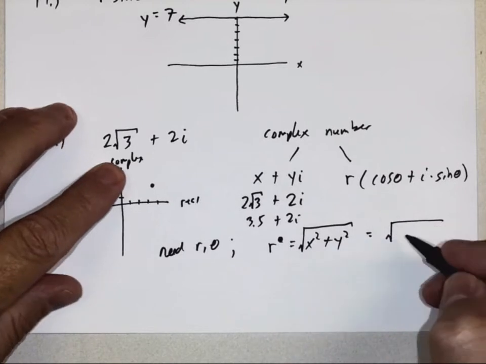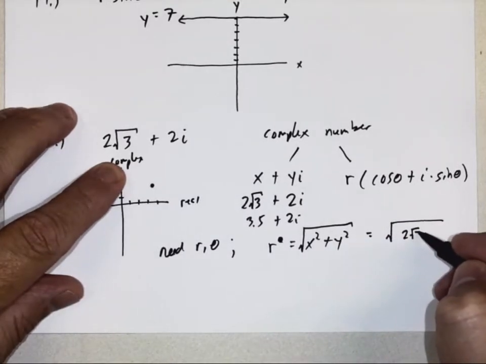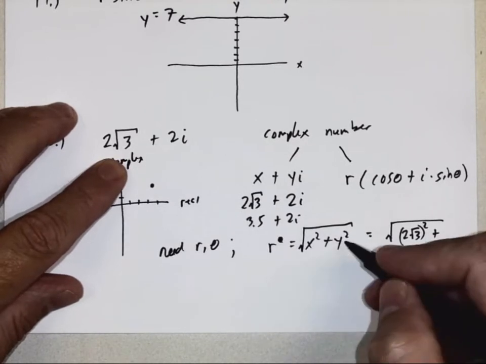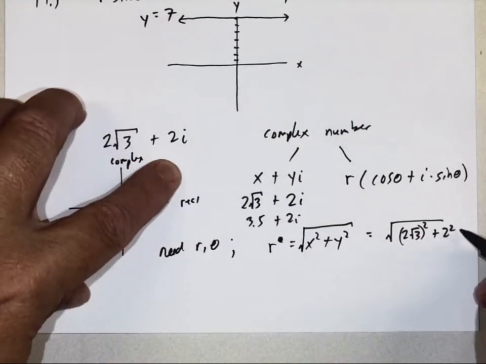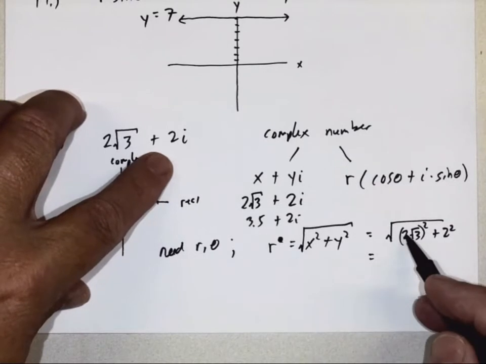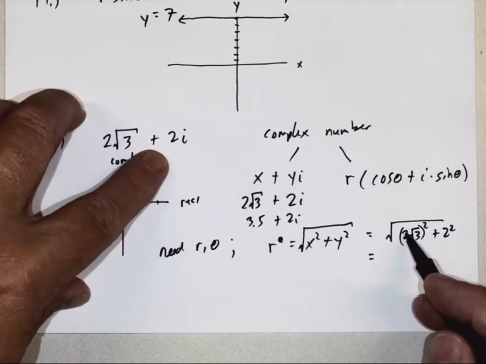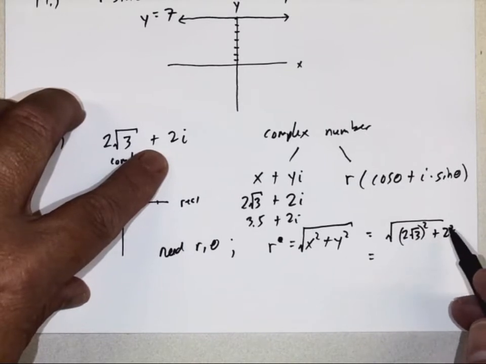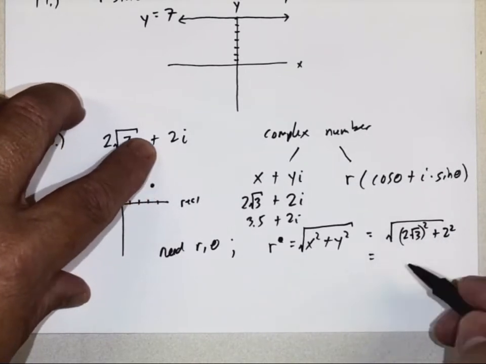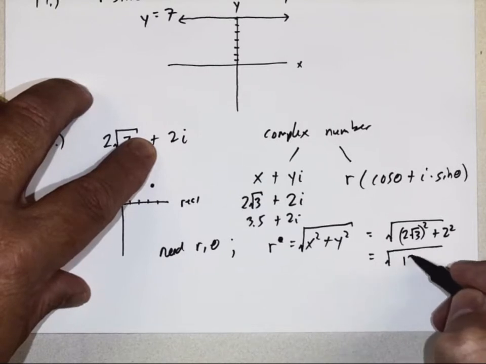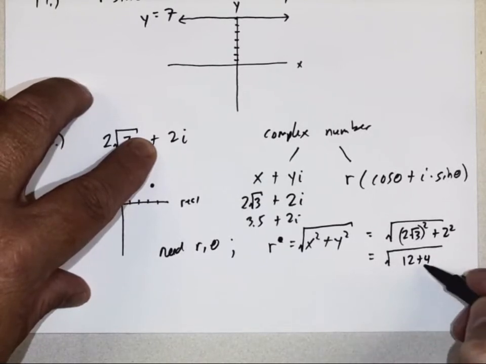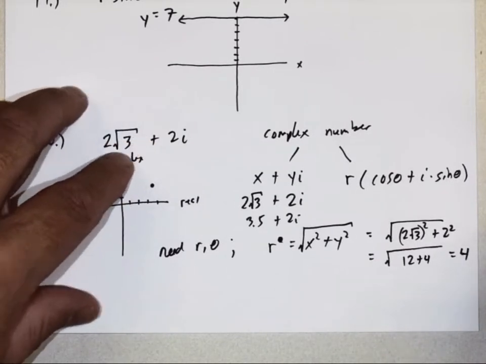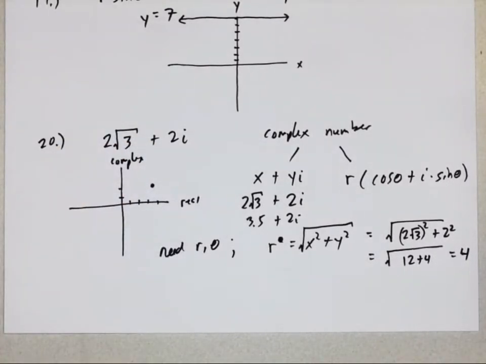X squared, 2 square root of 3 squared, plus y squared is the 2 squared. So this is going to be, if you square the 2, it's 4. If you square the square root of 3, it's 3. So it's already 4 times 3. So it's already 12. 12 plus 4 is 16. Looks like r is going to be 4.